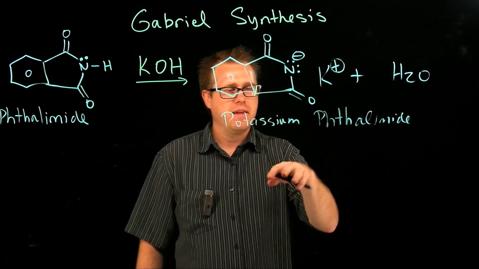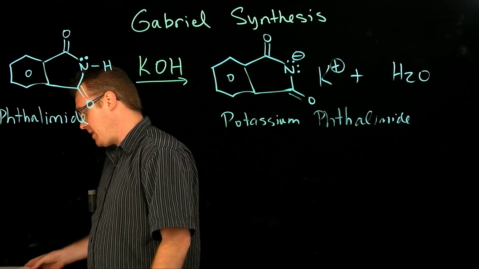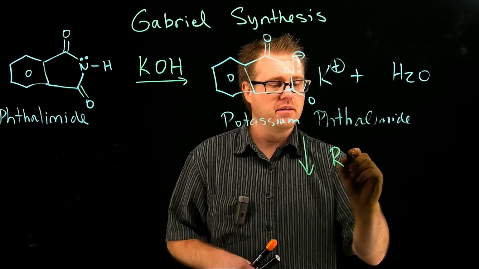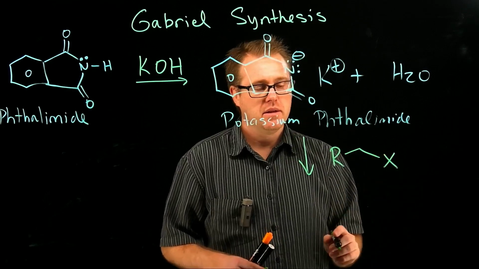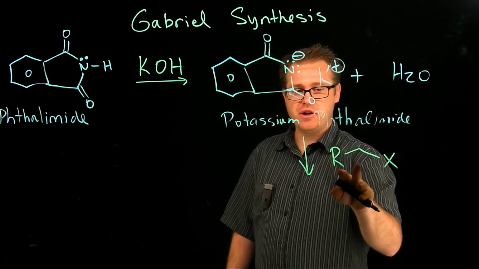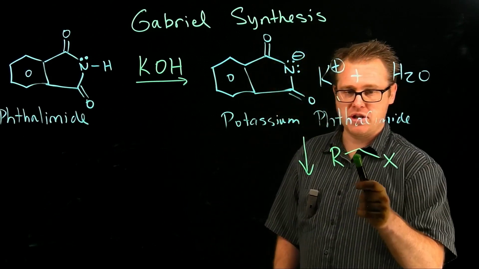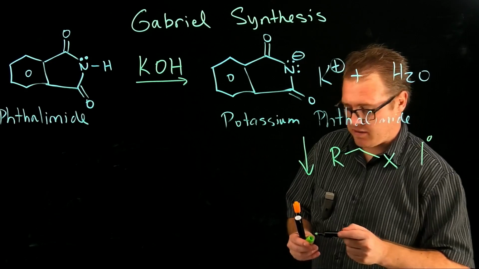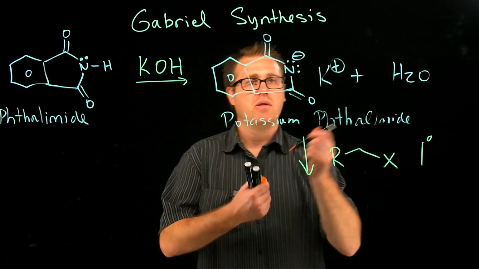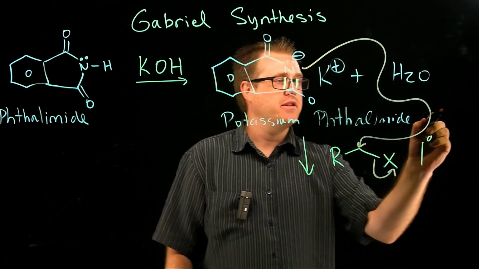Now if you take the potassium phthalimide and you treat that with an alkyl halide, and typically you're going to use a primary alkyl halide. Now you can use a secondary if you want. You cannot use a tertiary alkyl halide, but generally speaking, the Gabriel synthesis uses primary alkyl halides. Can you see what's going to happen next? We will take this guy and do what? An SN2 mechanism.